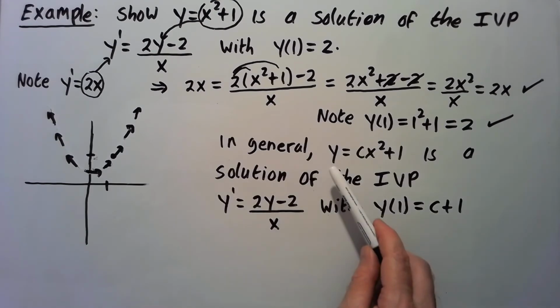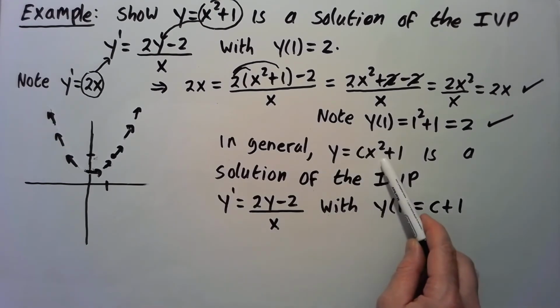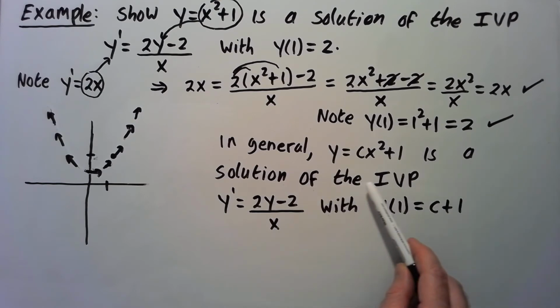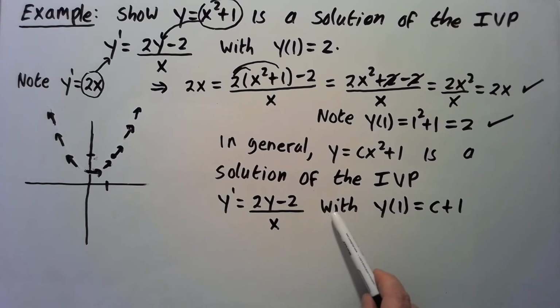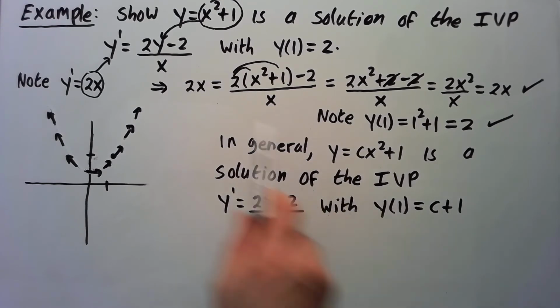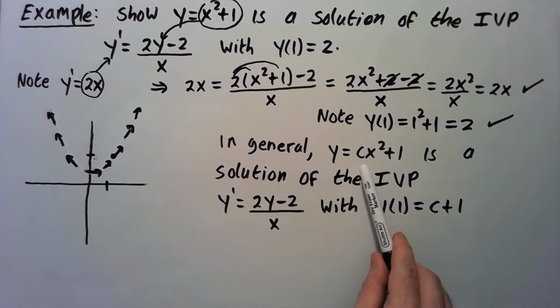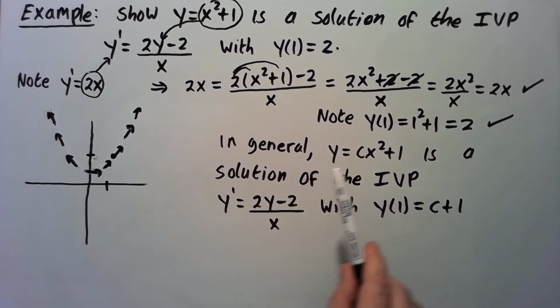So in general, y equals c x squared plus 1 is a solution of the initial value problem y prime equals 2y minus 2 over x, with y(1) being c plus 1. So you can check that like we did the one up here. I'll let you check that. So these are basically going to be parabolas. So let's graph a few of these. Let's graph it when c is minus 1, 2, and minus 2.